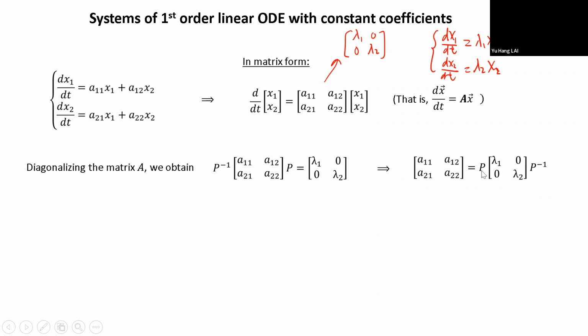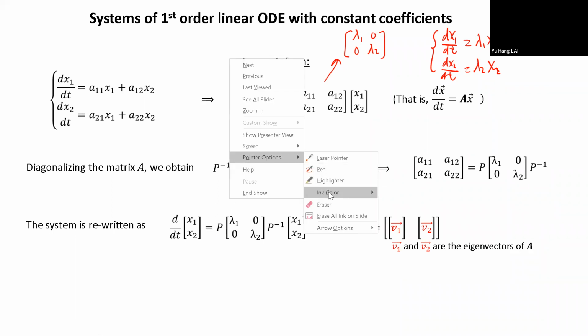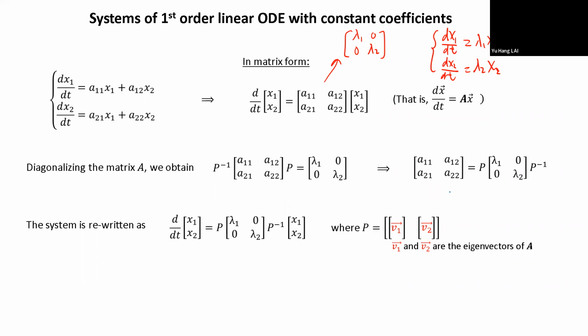So now, if I put this A matrix in this form, then my equation becomes like this. Just a reminder, P is of course constructed from the two eigenvectors of this A matrix. Then the next step is the key step: I'm going to move P to the left-hand side. So this P is gone and this becomes a P inverse.